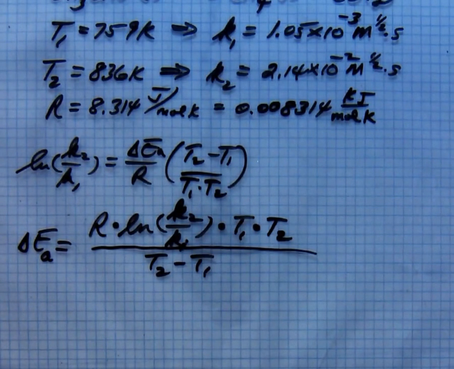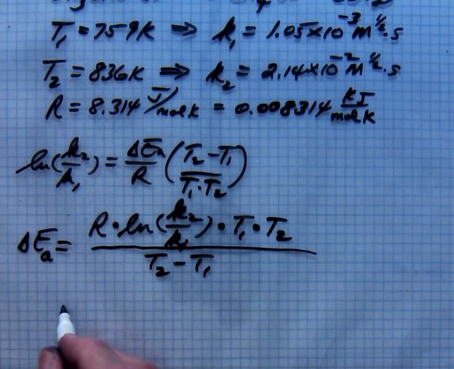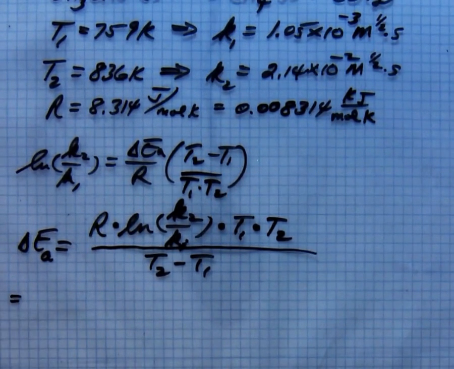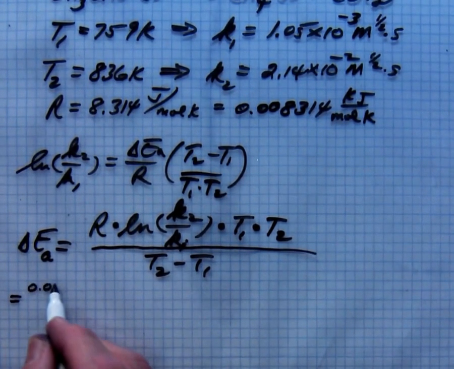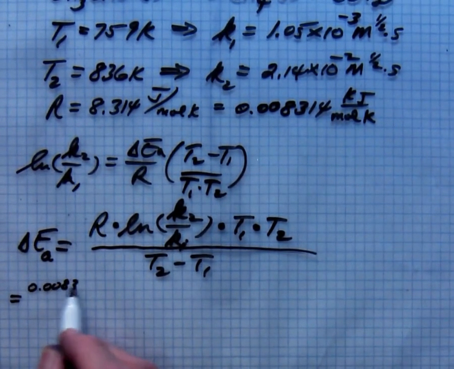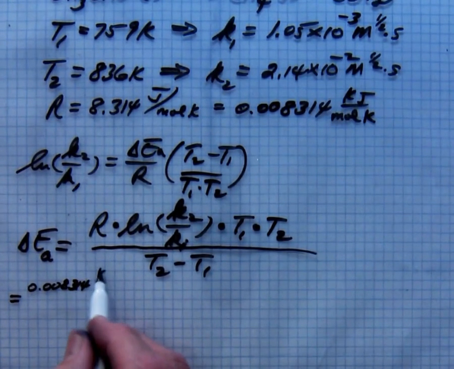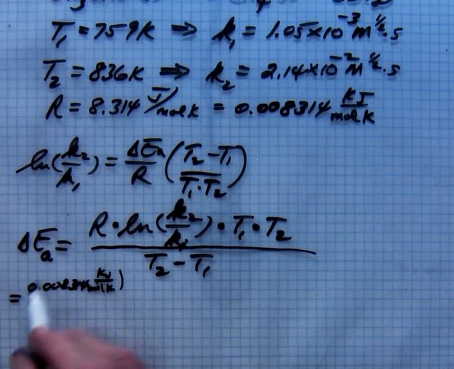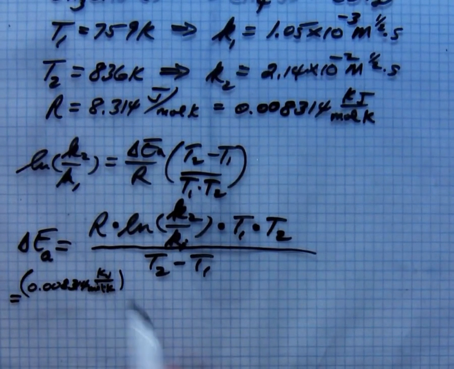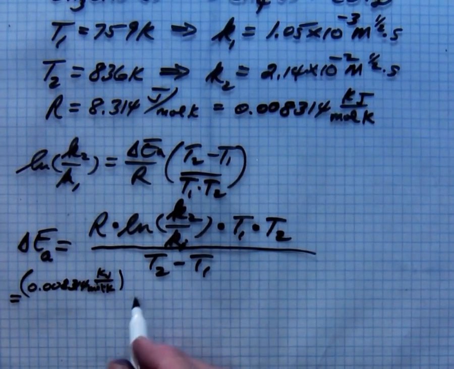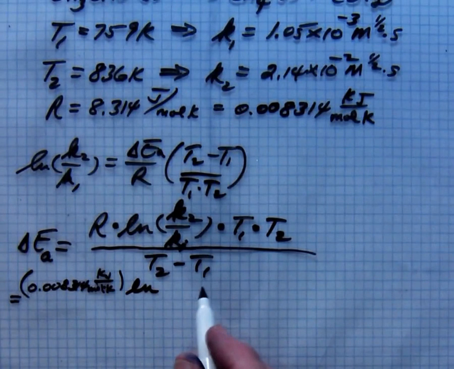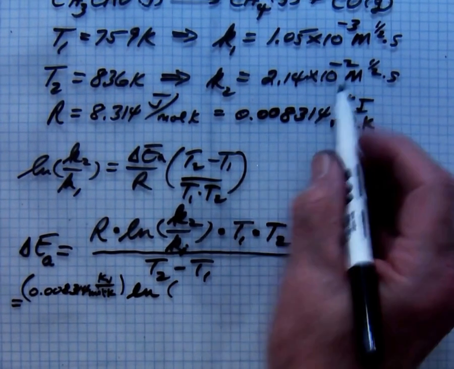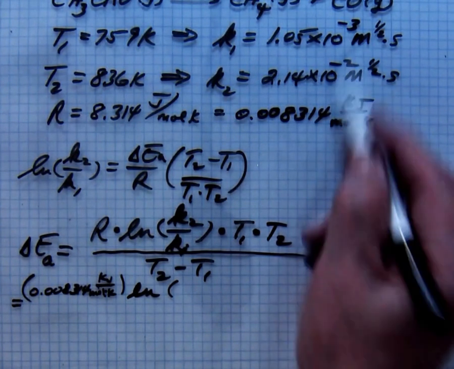Now, substituting the available data, let's move this over a little, about right here. We'll have 0.008314 kilojoules per mole Kelvin for the R value times ln of K2, which is, and we'll make these equal so we can cancel them out.